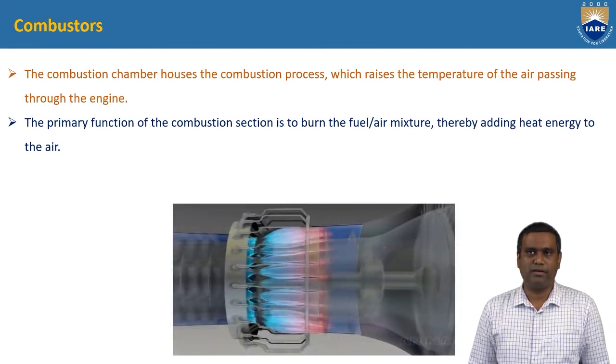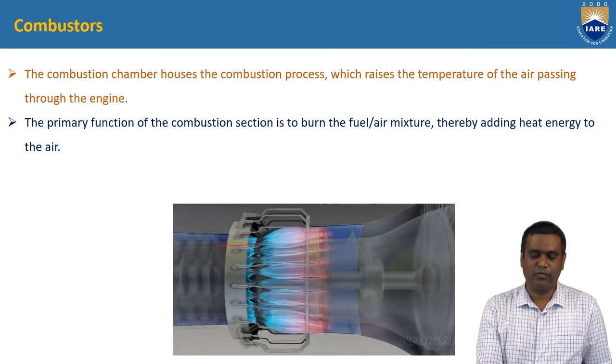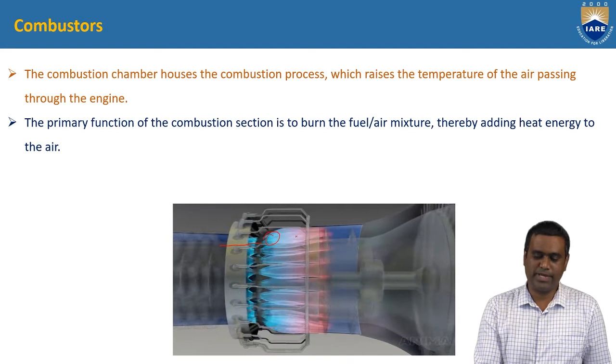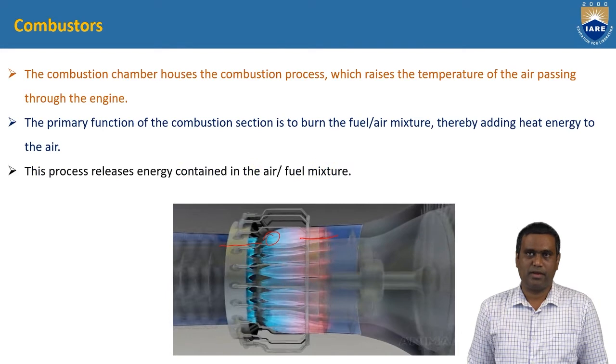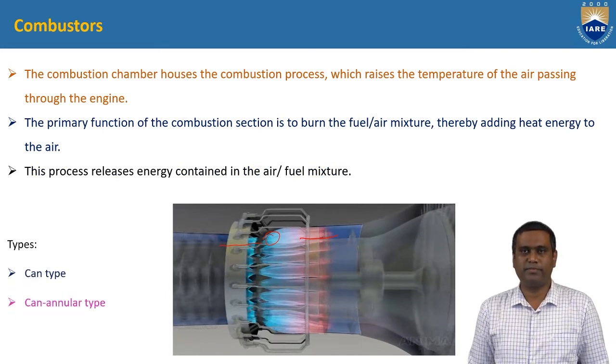You can notice from this image that air from the compressor enters the combustion chambers, and fuel is also injected through injectors. The air fuel mixture forms here, and igniters ignite the combustion. Then the products are discharged to the turbines, and this process releases the energy contained in the air fuel mixture. Different types of combustors are the can type and the cannular type.